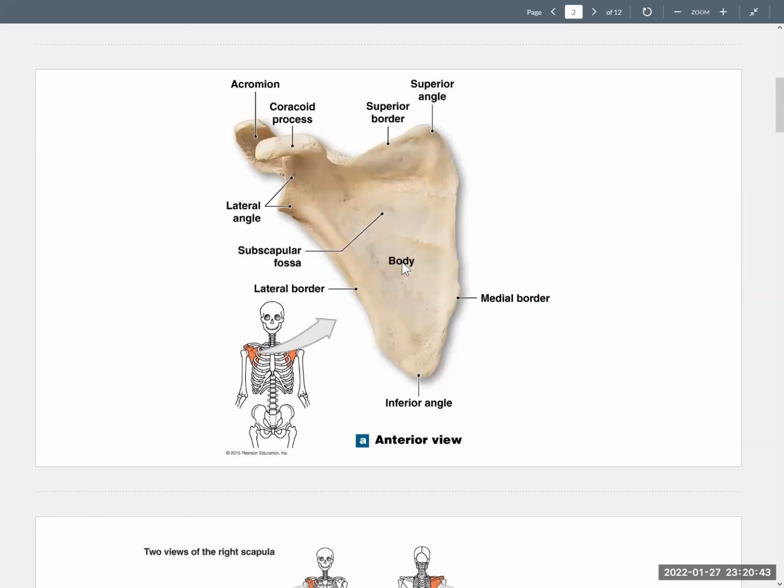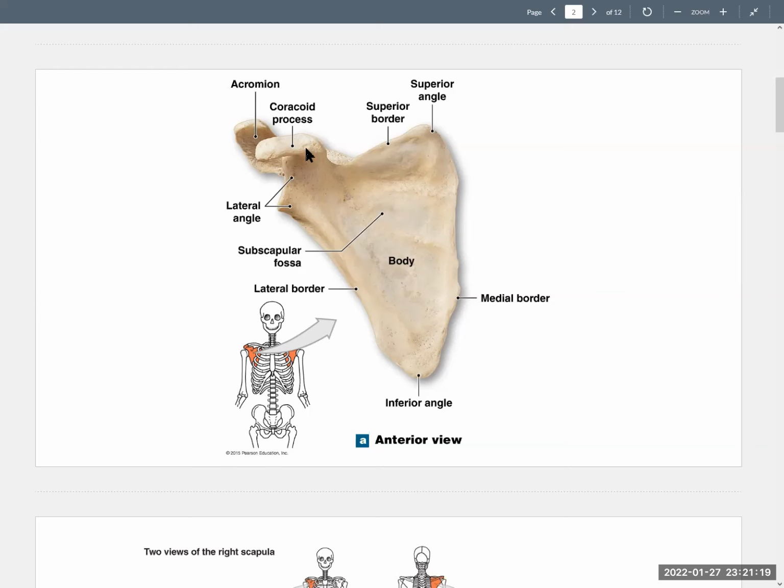The word body refers to the subscapular fossa, the borders on all sides, and the angles, this whole thing. I won't be using the term lateral angle. There is a piece that comes out towards you. Remember, this is anatomical view. This is coming towards you. This is the coracoid process.